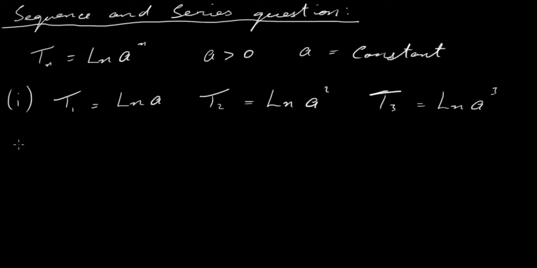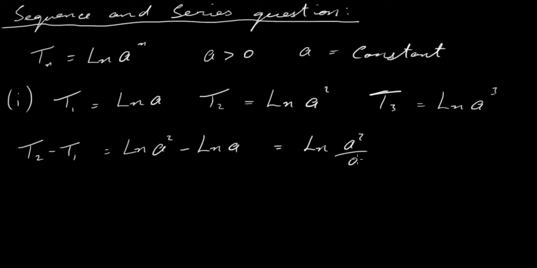Well, to do that you just simply do t2 minus t1, and that will give us log a squared minus log a. That's just simply log a squared over a using the laws of logs, and using the laws of indices, subtract the indices, you get log a.